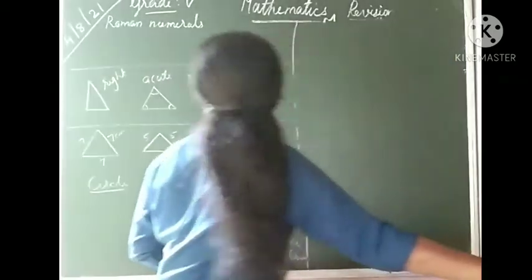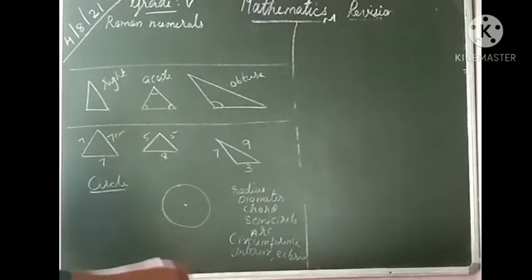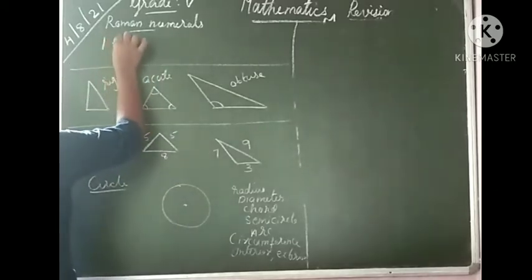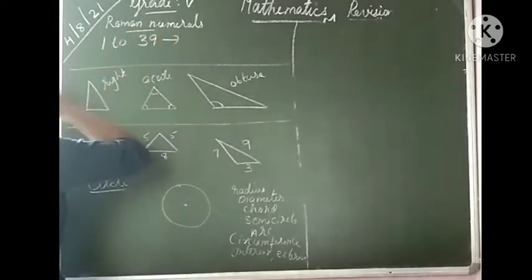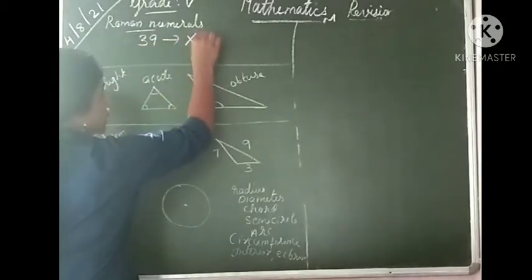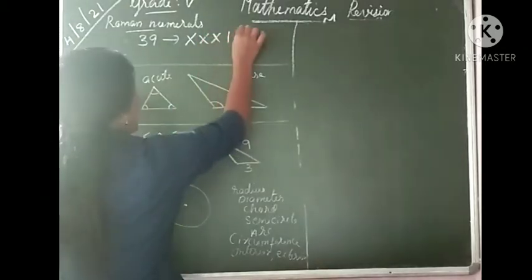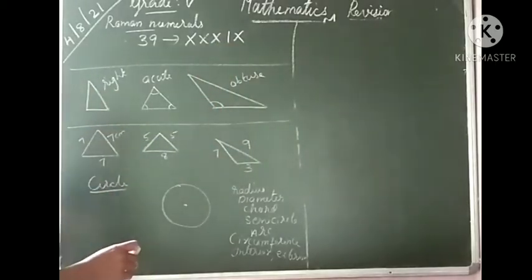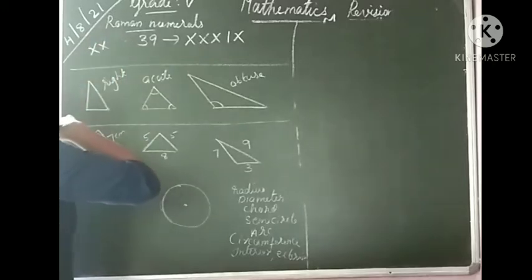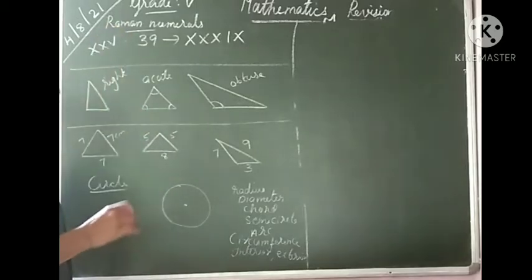Now, one more portion is the Roman numerals. You already studied Roman numerals in 4th standard, so you know how to write 1 to 39, that is simple. We know 39. How can we write 39? Yes, the letters can repeat 3 times, and 9 we know is IX. 1 to 39 all of you know. Then how can I write 20? 20 means XX. How can you write 25? 10 plus 10, 20, and 5, 25.